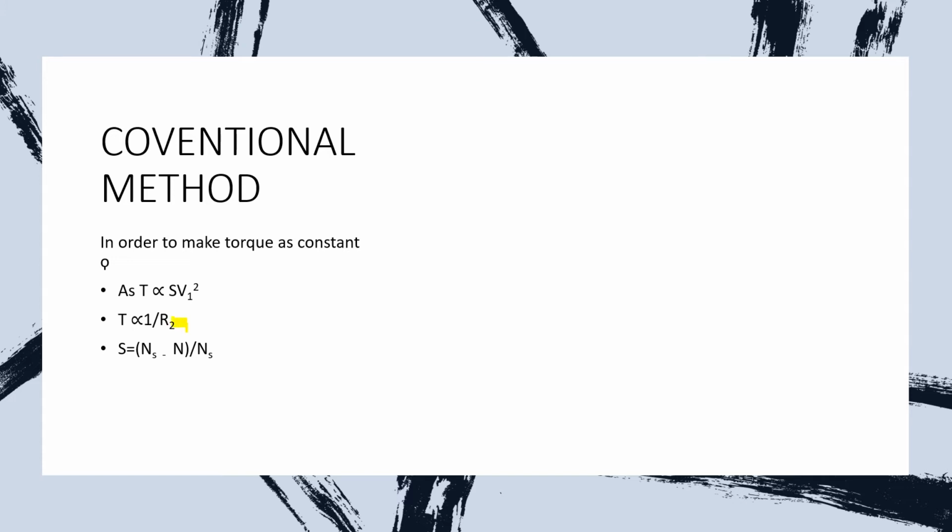So if we increase the resistance, the torque gets decreased since they are inversely proportional. And in order to make the torque constant, we are going to increase the slip. So if we increase the slip, the torque also increases. So a mutual relationship is made between these quantities. So the torque is made constant by decreasing the resistance and increasing the slip. Thus a constant torque is made.